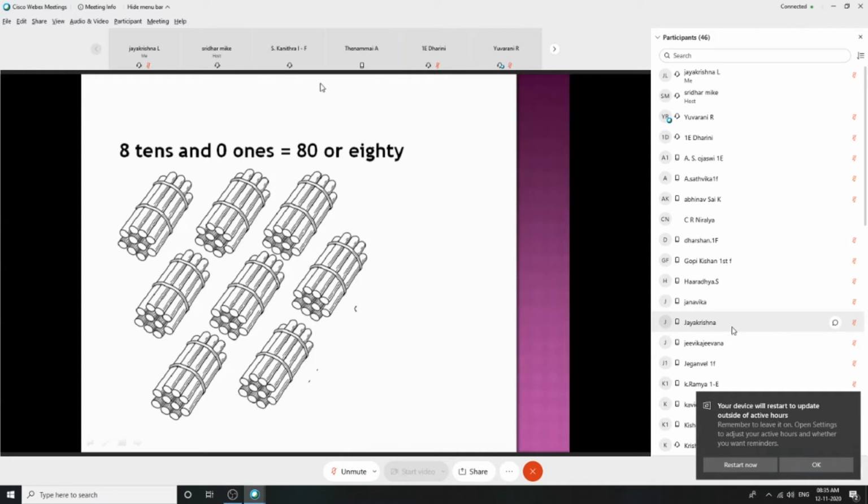8 bundles are there. 8 tens and 0 ones. What is the number? What number is it? Yes, it is 80. I'm getting answers in the chat box. Very good. So, 80.